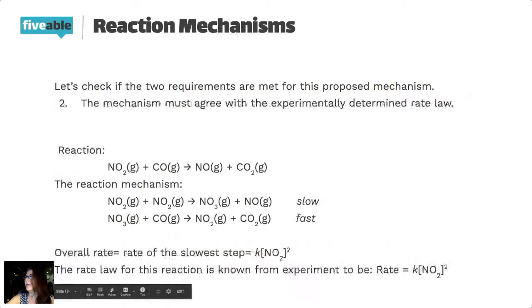The second requirement is that the mechanism must agree with the experimentally determined rate law. We already talked about how the rate law is the one determined by the slowest step. And if we go back to the original slide where we have the problem, it does match the experimental rate, because this is the one that was given by experiment. So this reaction mechanism does meet the two requirements.